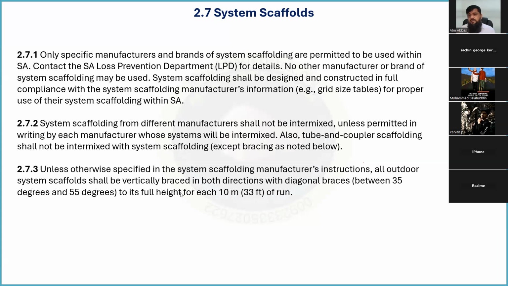The same requirement applies for tube and coupler scaffold. Generally for every scaffold, within 35 to 55-degree, the braces will be diagonal braces, either transverse or longitudinal, to its full height for each 10 meters, 33 feet. So it means every 10 meters, 33 feet, we will put another brace. Then we go further, then we put another brace. So this is what we are going to do with system bracing.